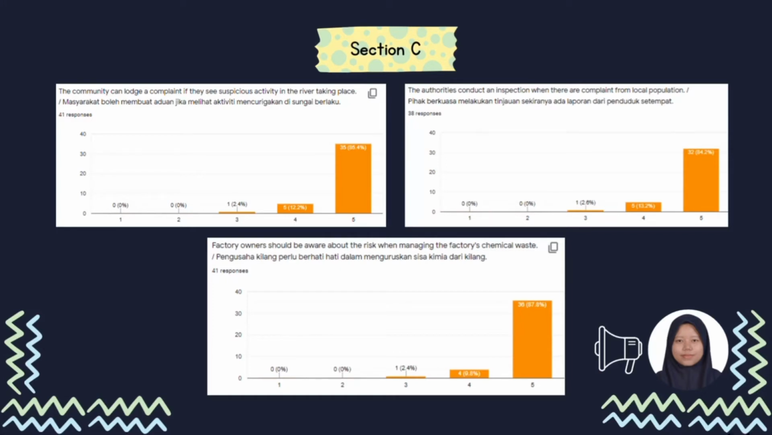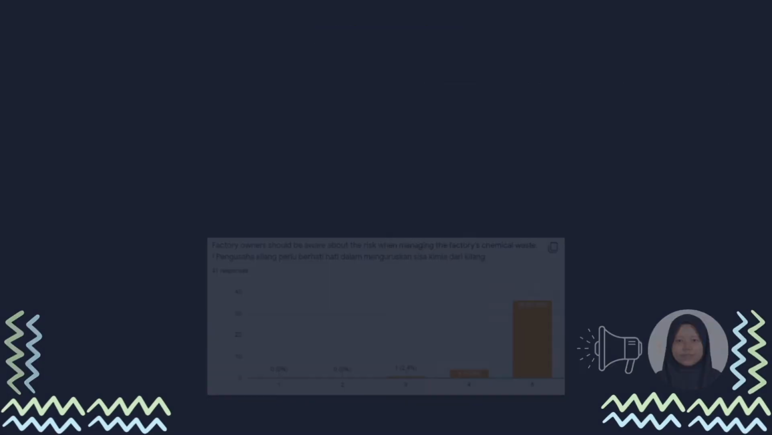For statement 3, factory owners should be aware about the risks when managing the factory's chemical waste. Based on the graph, majority of respondents pick scale 5 or highly agree, which are 36 respondents, while another 4 respondents pick scale 4 means agree. 1 respondent pick scale 3, which means not sure.